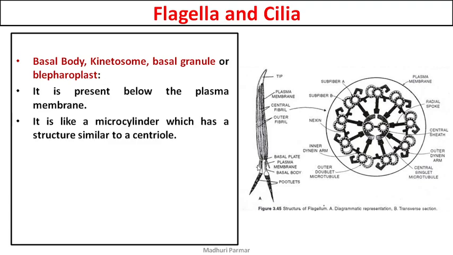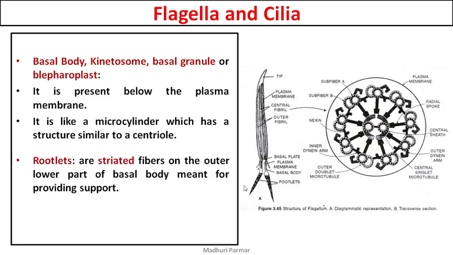It is like a microcylinder. It is a very small cylinder, so it is called a microcylinder, which has a structure similar to a centriole. Actually, we will see it is a part of a centriole. It is just a specialized type of centriole which is playing a part as the basal body. Then you have rootlets. These parts that you see are striated fibers.